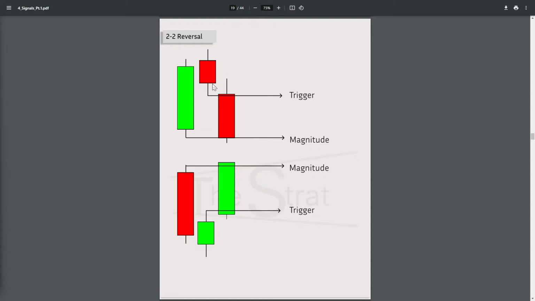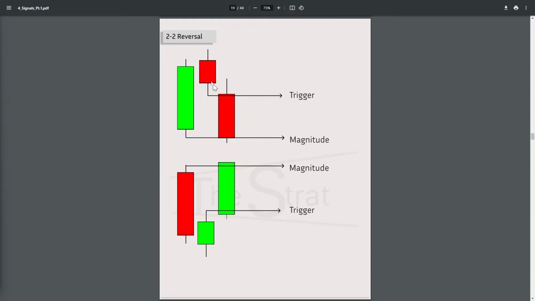So this is a 2 up, but it's red. So that is a failed or conflicted 2 up. The original intention was for the buyers to keep stepping up, but they didn't. They failed. The bears took over. Continuity took over. It became red.